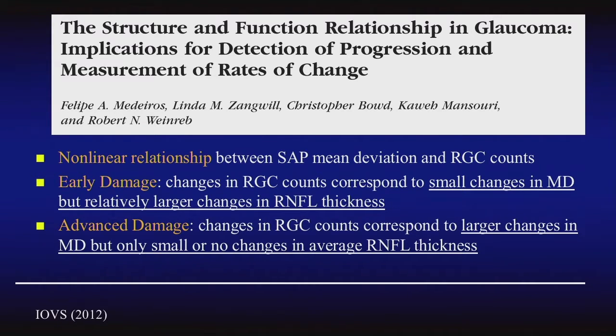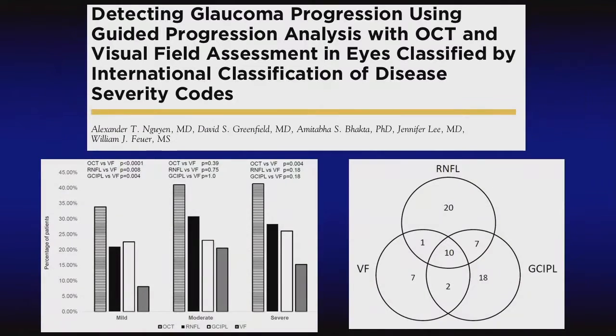So eyes with very early glaucomatous damage may have very small changes in visual field mean deviation, but much larger changes in their retinal nerve fiber layer thickness measurements over time. And conversely, eyes with very advanced glaucoma may have large changes in their visual field mean deviation, but small or perhaps no changes in their average retinal nerve fiber layer thickness.